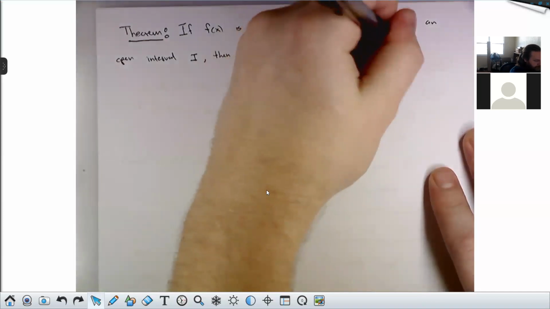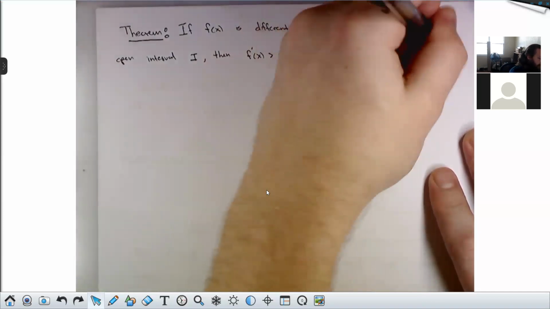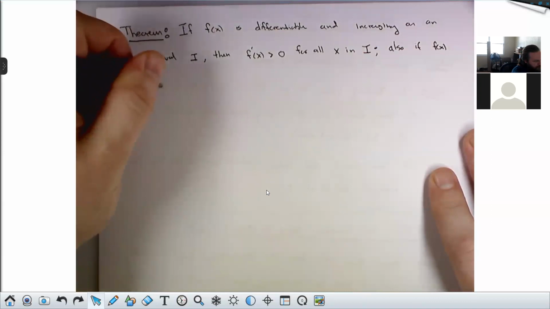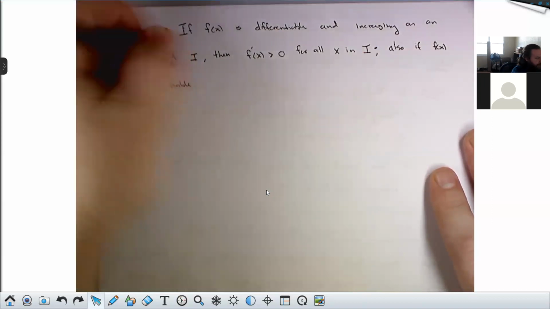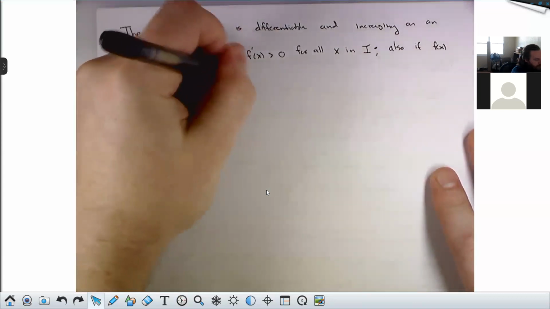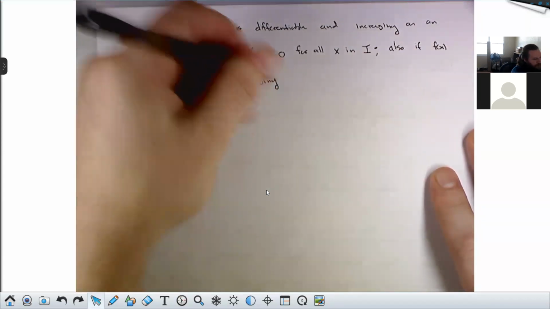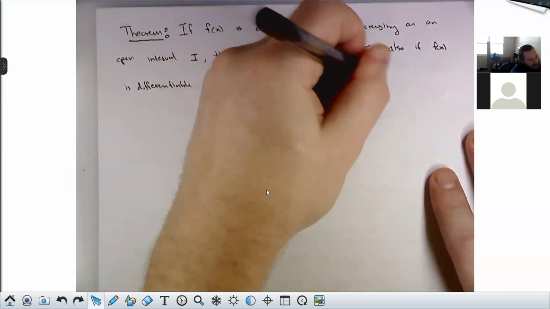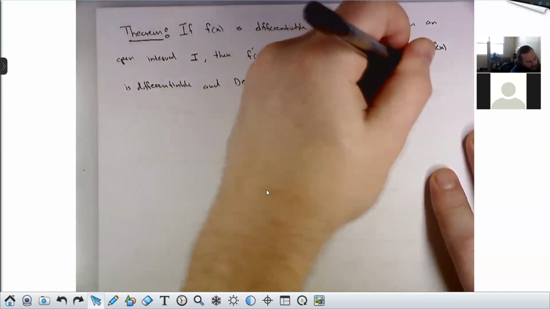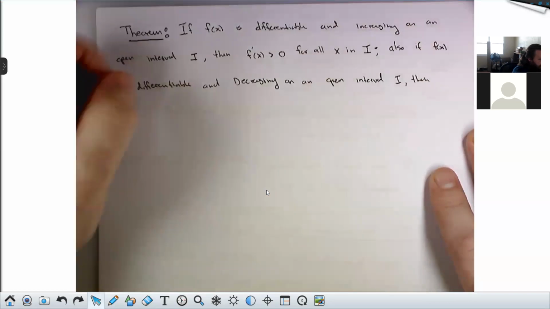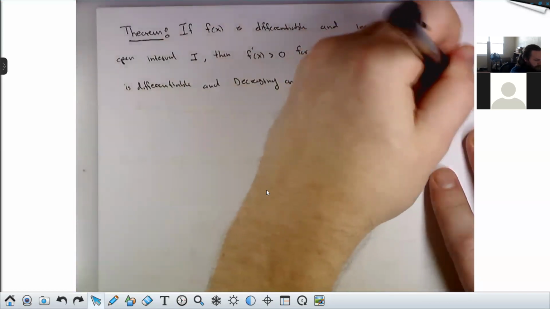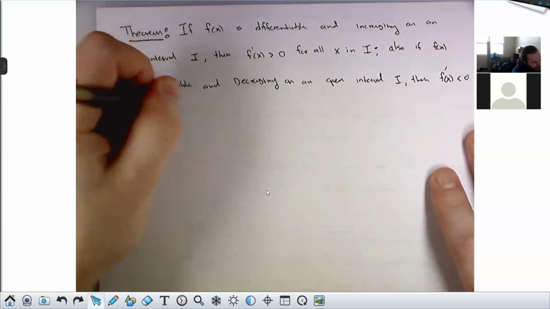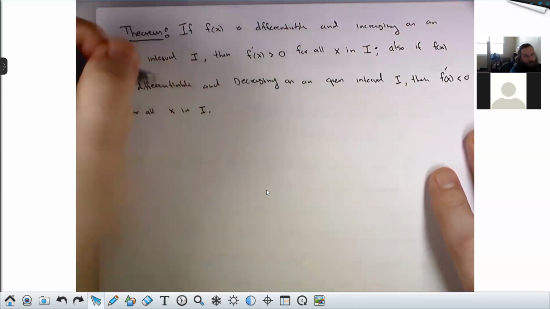Also, if f of x is differentiable and decreasing on an open interval I, then f prime of x will be negative for all x in the interval I.